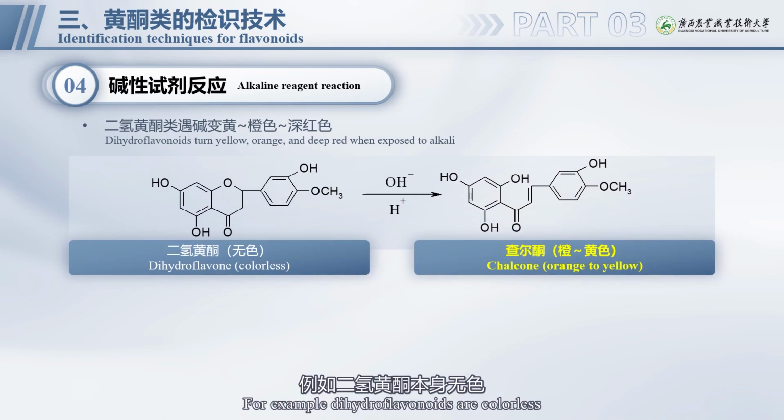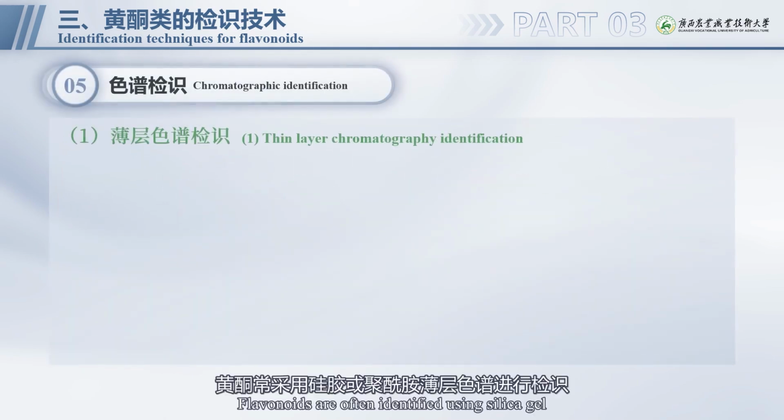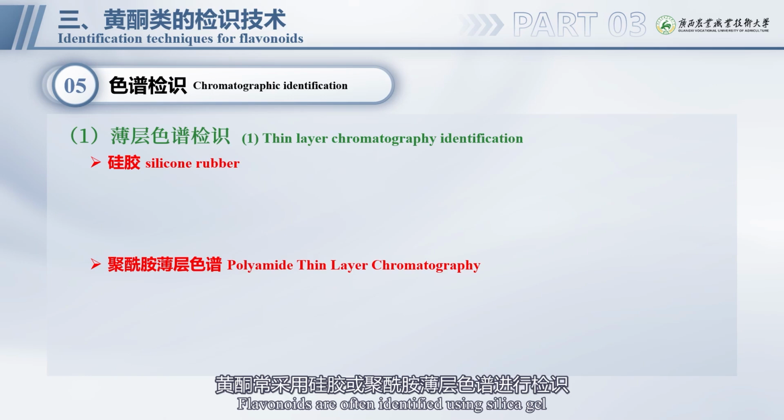For example, dihydroflavonoids are colorless but can undergo ring opening to form chalcones and exhibit color when exposed to alkali. Flavonoids with ortho-dihydroxy groups are unstable in the presence of alkali and are easily oxidized to form brown precipitates. Flavonoids are often identified using silica gel or polyamide thin layer chromatography.